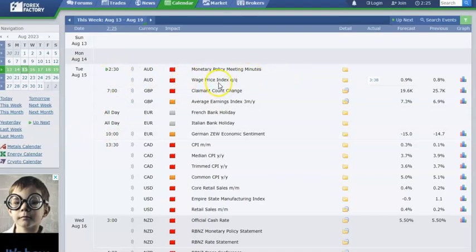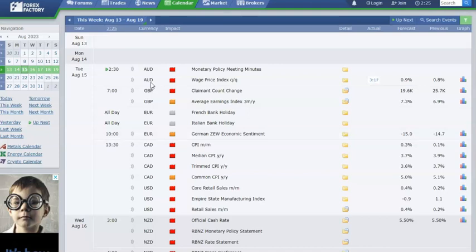It's the wage price index that I'm looking at. It's 3 minutes 37, 3 minutes 36, and counting down before the release of these numbers. And all I'm going to be doing is looking at the two Australian dollar pairs that I trade. I trade the Australian dollar US dollar and the Australian dollar Japanese yen. So I'll be watching those two.